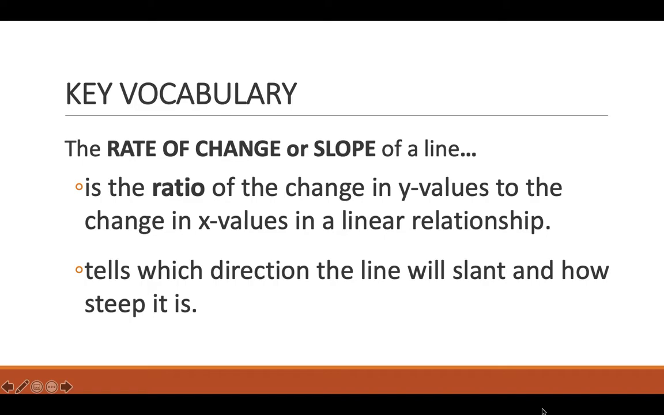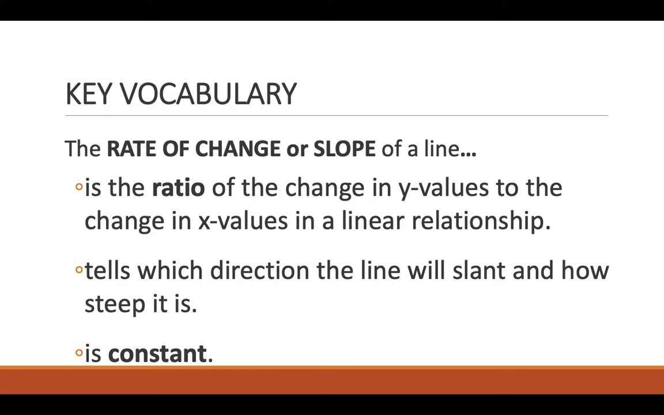It will tell you which direction your line will slant as well as how steep it is, which I'll explain more in a little bit. It will also be constant as long as your graph is a straight line. So if the line isn't straight or changes at any point, then there would not be one constant rate of change or slope of the line.